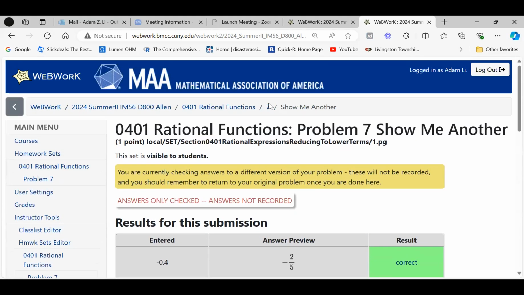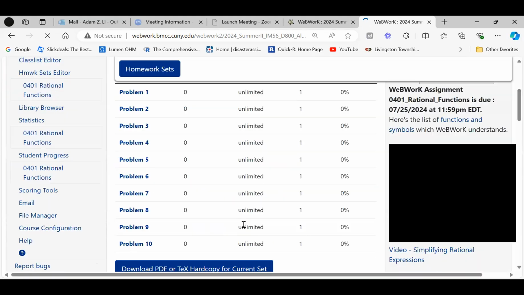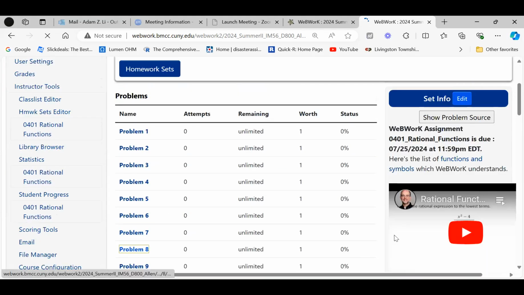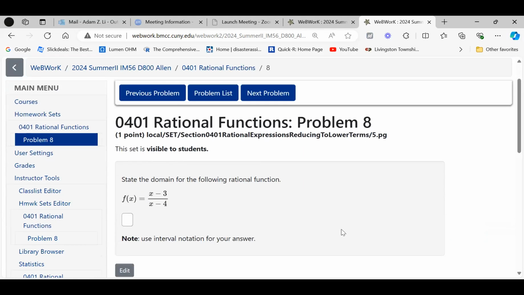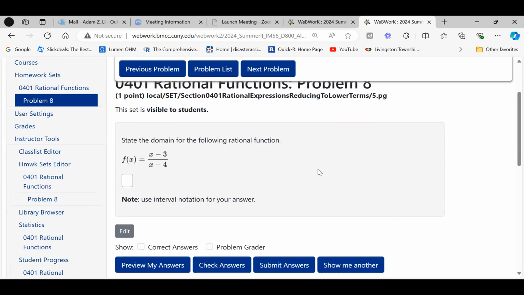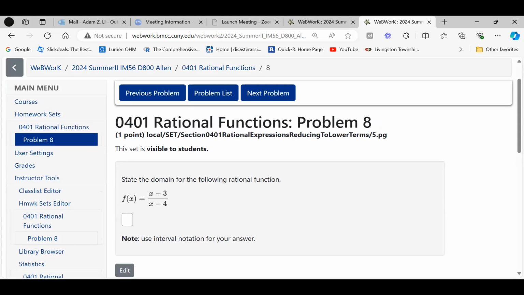So you guys can finish the rest of the questions on your own. There are only 3 more questions left. Now, state the domain. Okay, let's try this one as well. What do you think? This is a rational function, and for a rational function, the domain is all real numbers except whatever number makes the function undefined. What number will make the function undefined?